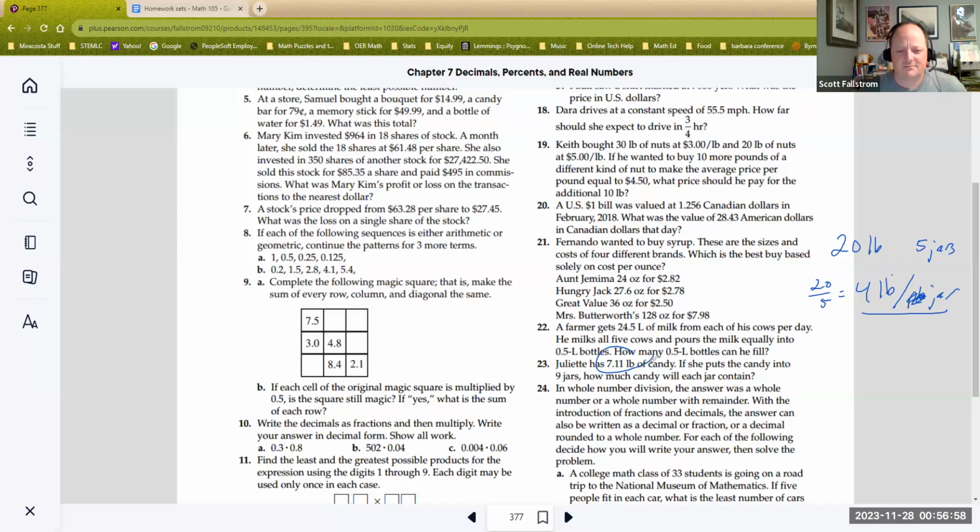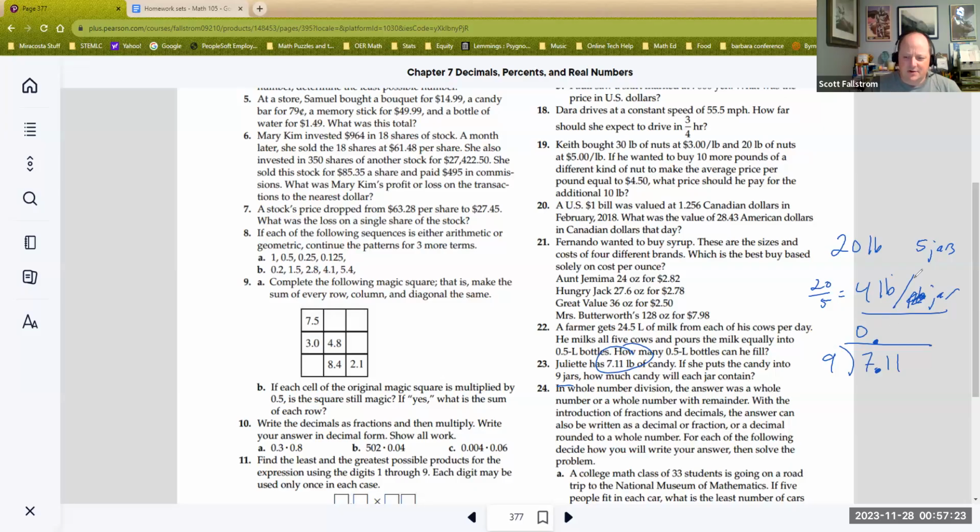So yours, take the 7.11 and you divide by 9. And because we're in the decimal section, you can use the decimal division. And because the whole number is already 9, just do 9 divided into 7.11. Don't forget to put your decimal place in before you really get going. Just go one step at a time. Okay. How much candy will each jar contain?